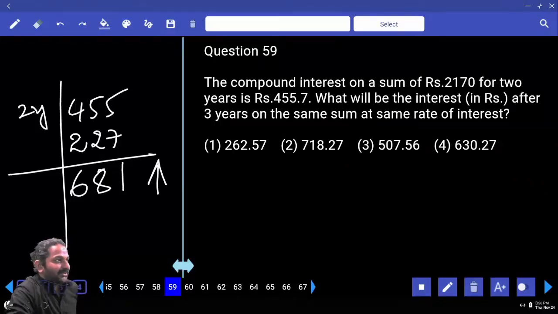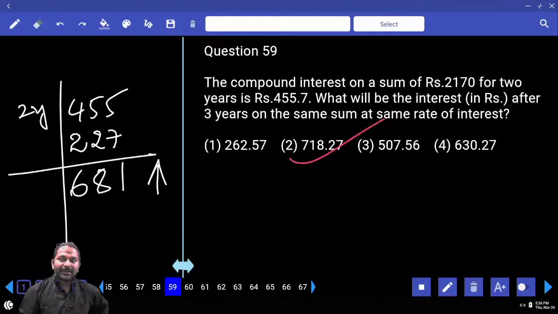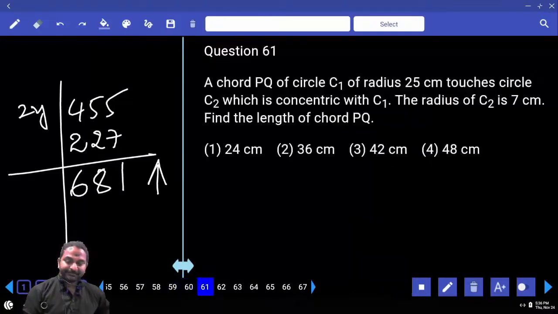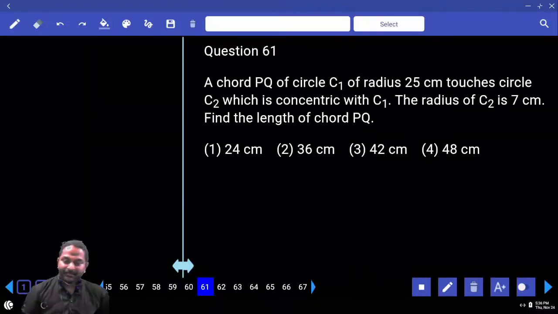Go to options. Only one. Done. You don't need to try for exact answer. You want or you don't want? Skip. Not required.